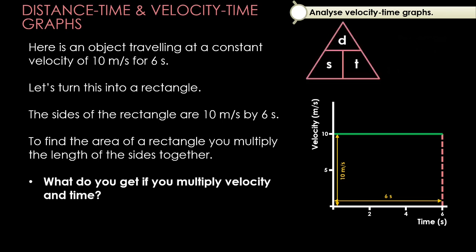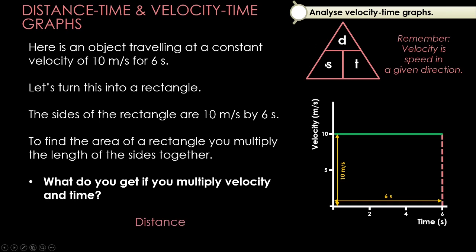If we multiply velocity and time, what might we get? Remember that velocity is simply speed, but in a given direction. Pause, have a think, unpause. What we end up with is distance. We do speed or velocity multiplied by time, we end up with distance. So if we do the area underneath the graph, 10 meters per second multiplied by 6 seconds, we're going to get the distance traveled, which in this case would be 10 times 6, 60 meters traveled.